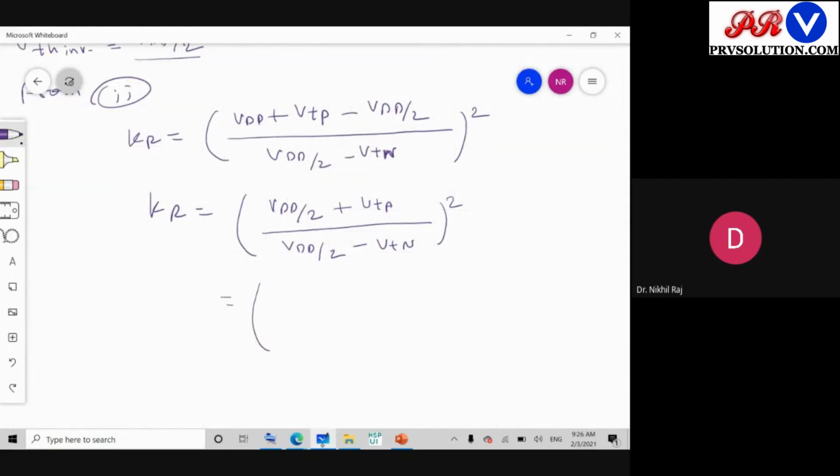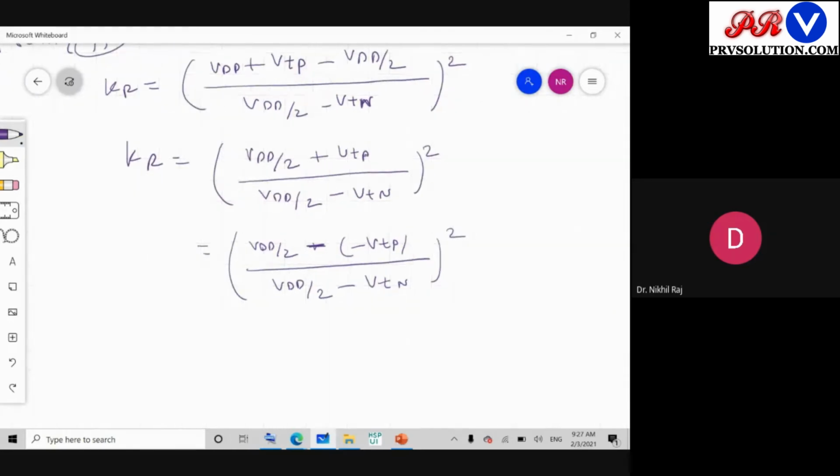Further, we can rewrite it in terms of sign convention as (VDD/2 - |VTP|) divided by (VDD/2 - VTn) whole square. Okay. Now, in most cases, when device fabrication takes place for NMOS and PMOS, in most technologies you will see the threshold voltages of NMOS and PMOS are almost nearby. They hardly differ by 0.1 volt.